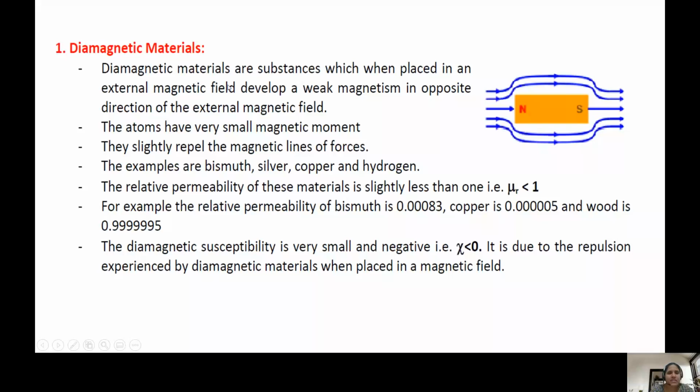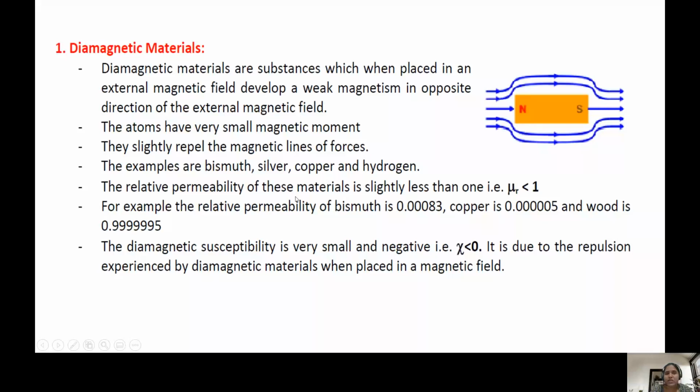The diamagnetic materials are substances which, when placed in an external magnetic field, develop a weak magnetism in the direction opposite to the externally applied magnetic field, and the atoms have a very small magnetic moment and slightly repel the magnetic lines of force. So here the magnetic lines of force applied externally are repelled by the magnet. The examples are bismuth, silver, copper, and hydrogen.